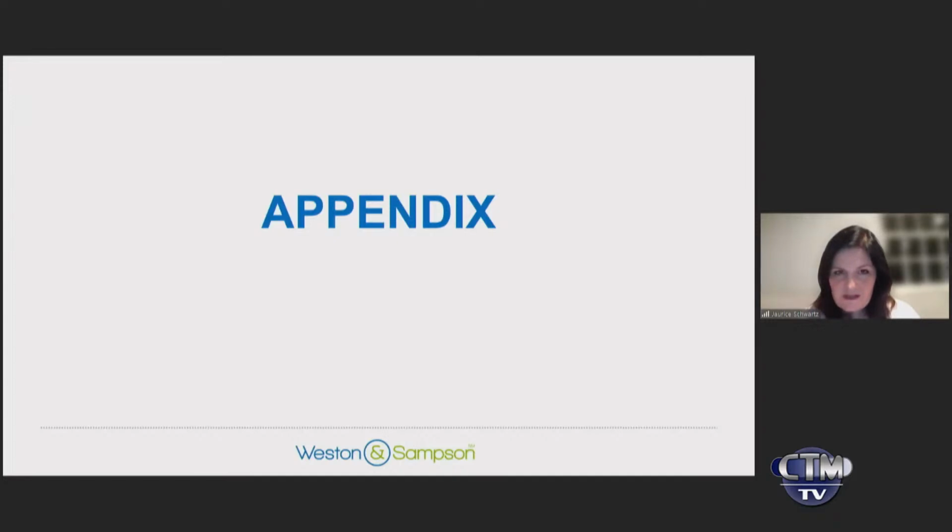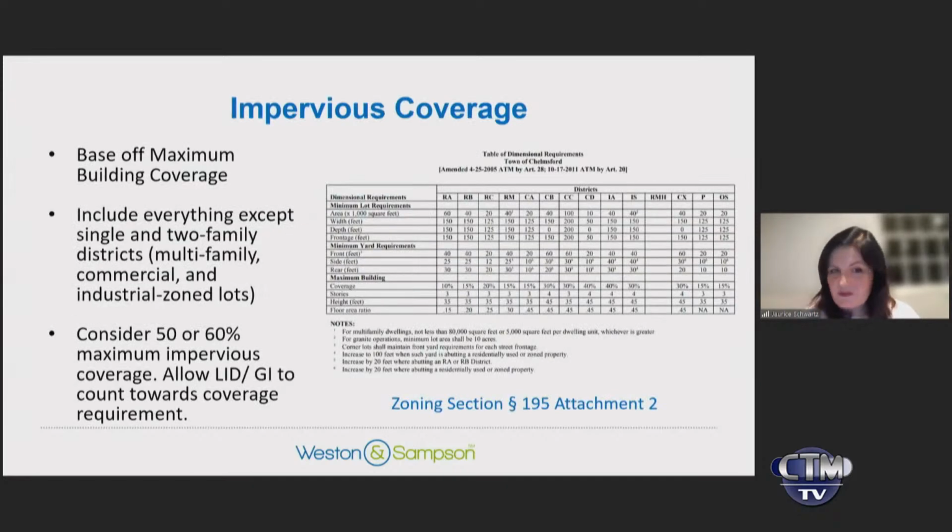And I know, Thea, you already were looking at some examples, and we have some additional slides here that are in particular related to the impervious coverage. Thea, you looked at other regulations and what they were requiring. I don't know if there was more detail on the next slide related to that.